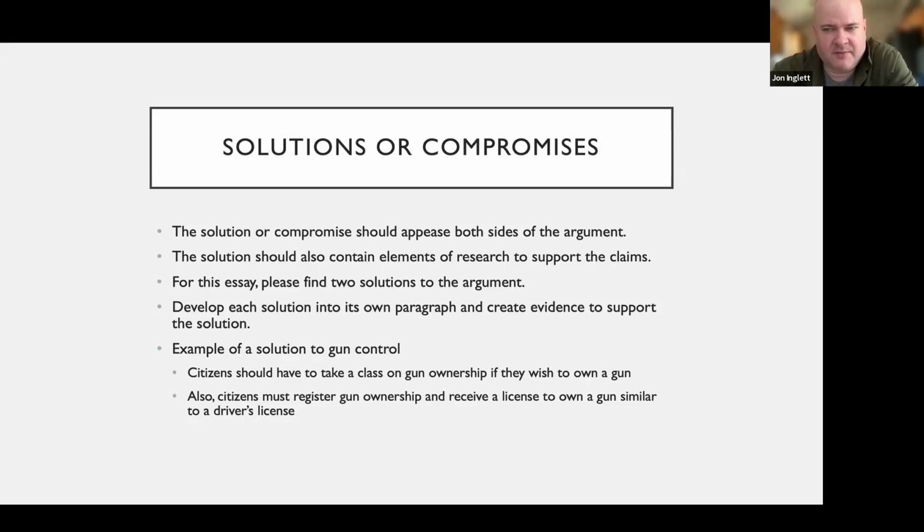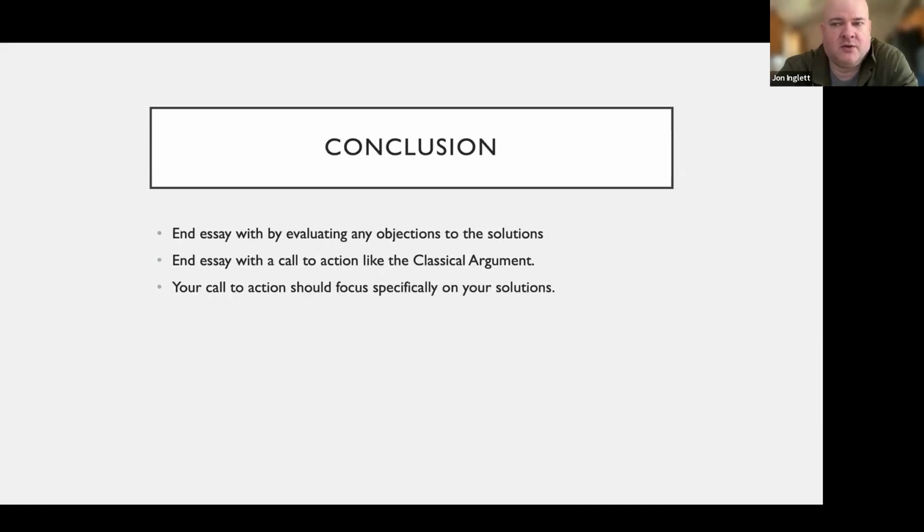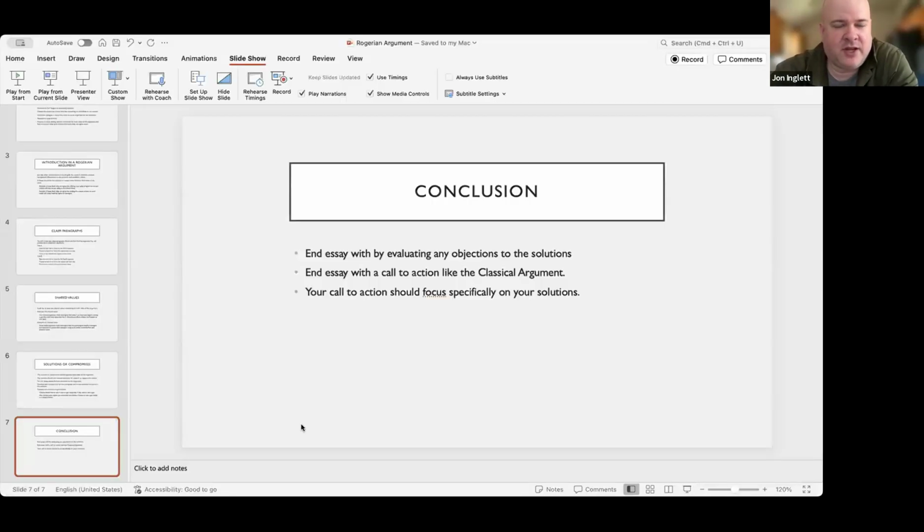After solutions or compromises, we will move into the conclusion of the Rogerian argument. You can end your essay by evaluating any objections to the solutions. You want to also end your essay with a call to action like the classical argument style, and your call to action should focus specifically on your solutions. That's the summary of the Rogerian argument.